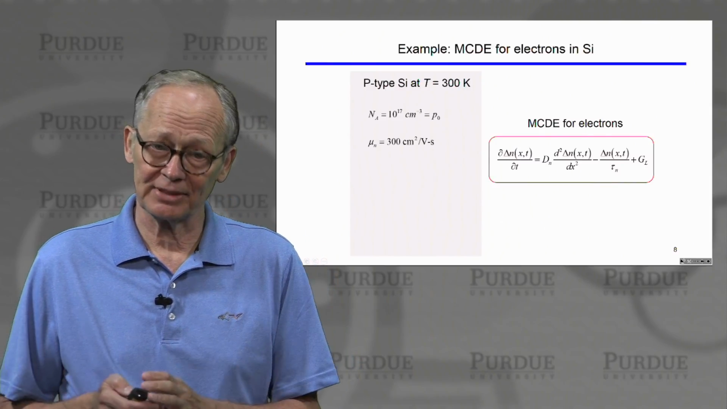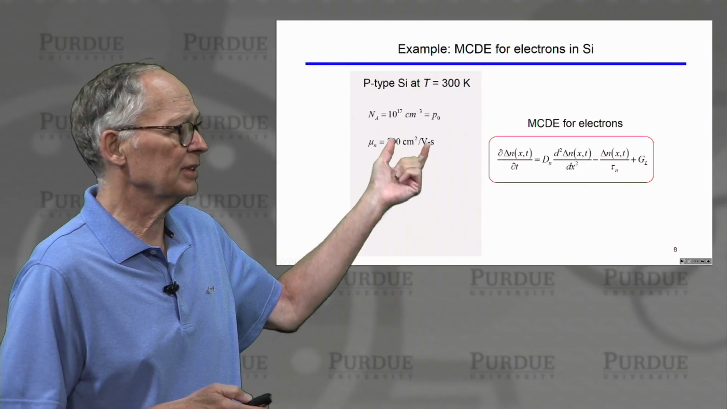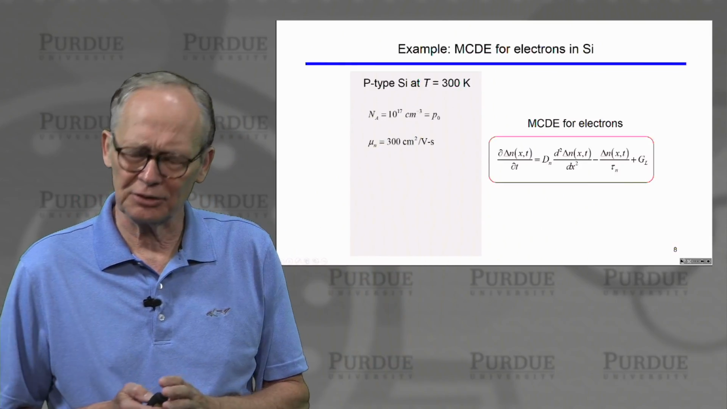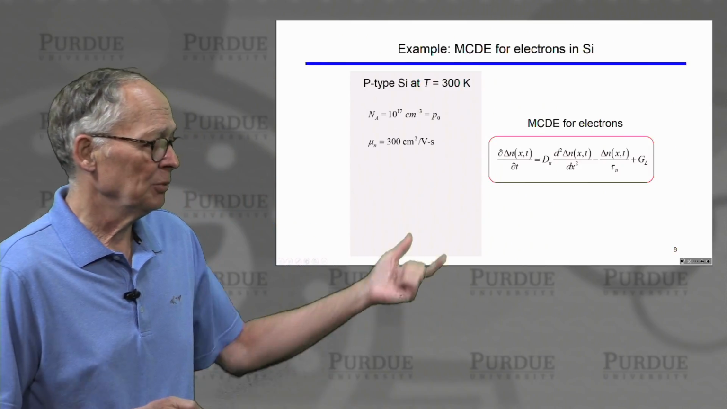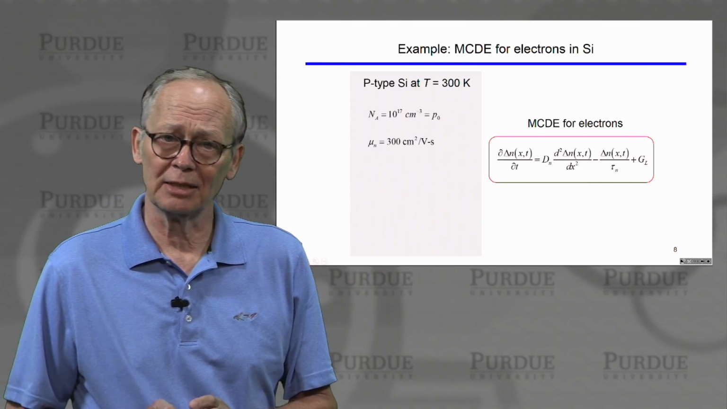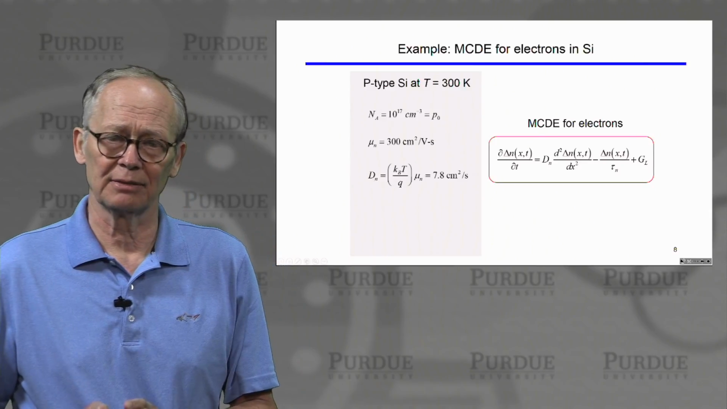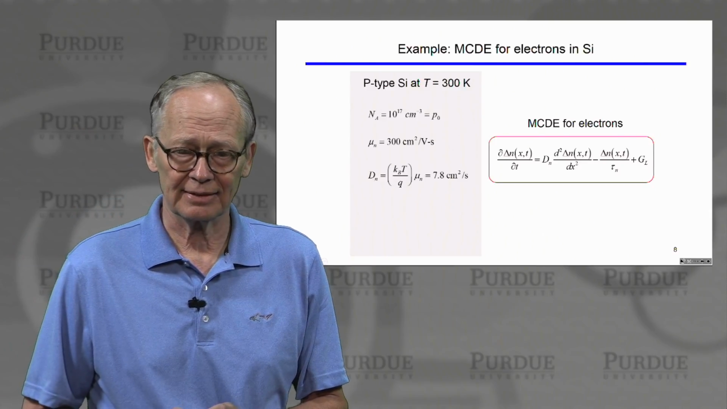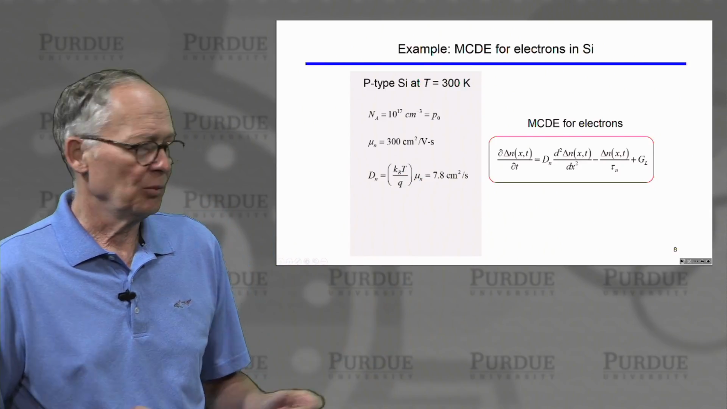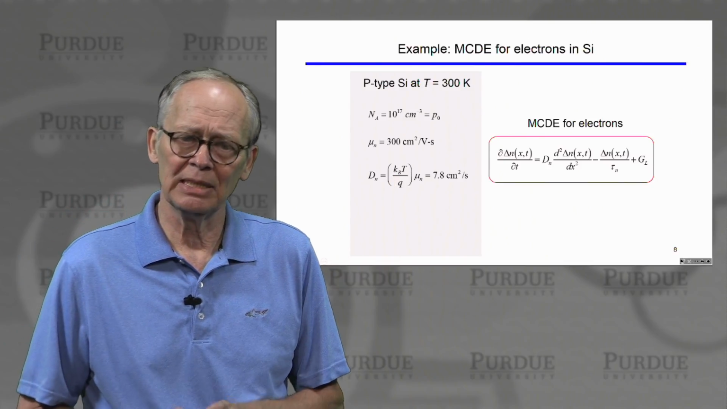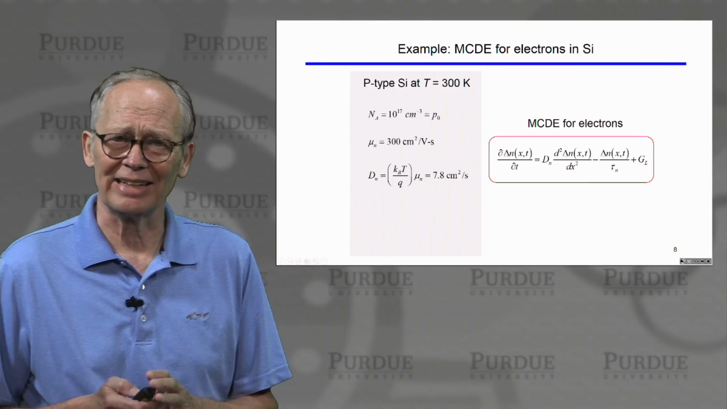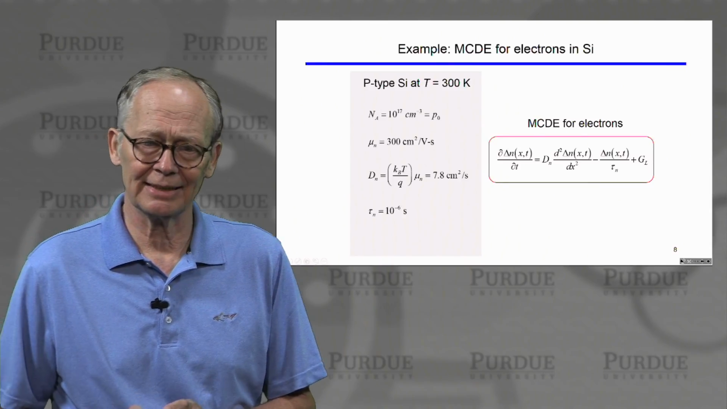electrons in P-type silicon. Just to put some numbers in, we'll assume that this P-type silicon is doped at 10^17 per cubic centimeter. We'll assume a mobility of 300 centimeters squared per volt second, which is a reasonable number for this doping density. We will need the diffusion coefficient. We get that from the Einstein relation. So the diffusion coefficient is about 8 centimeters squared per second.